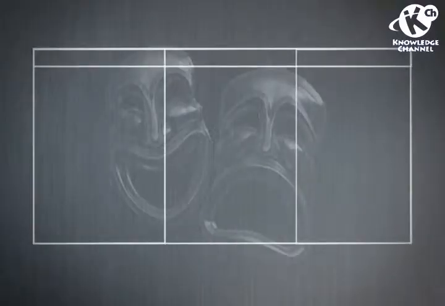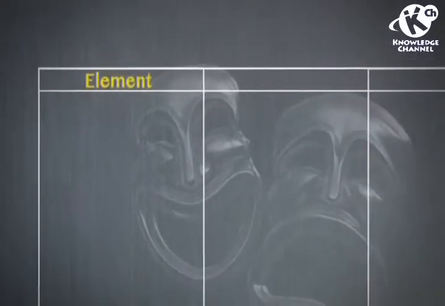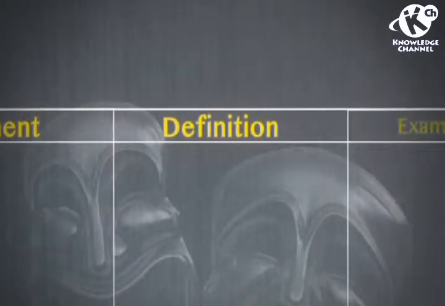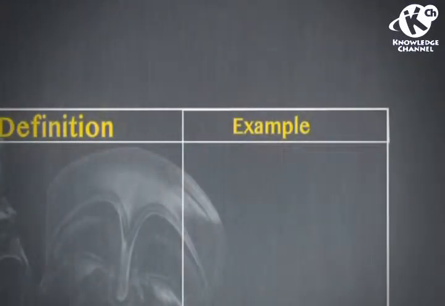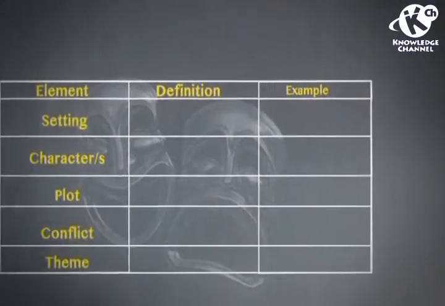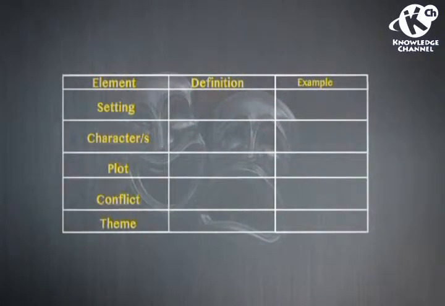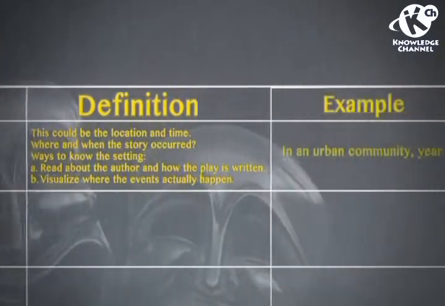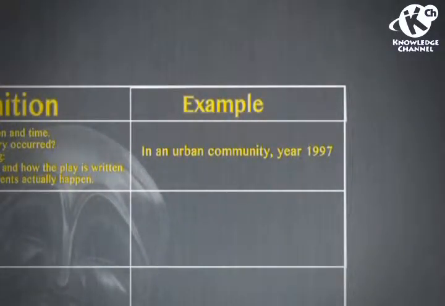Now that all the elements are identified, the suggested activity is to explain the elements of drama through a table, like this one. Create a table with three columns. Label each column. First column as element. Second column for definition. And third column for example. Provide rows for each element of drama. The teacher may ask the students to fill in the blank spaces to complete the table to encourage critical thinking.